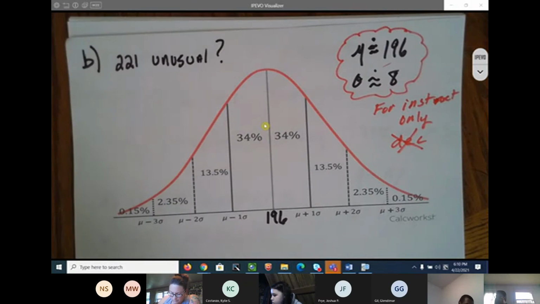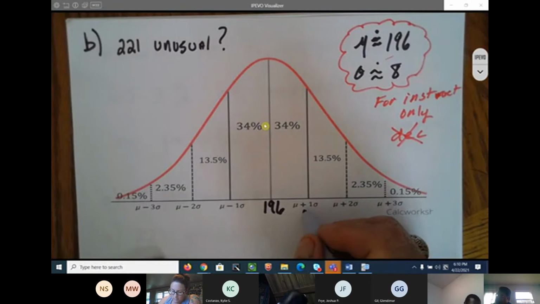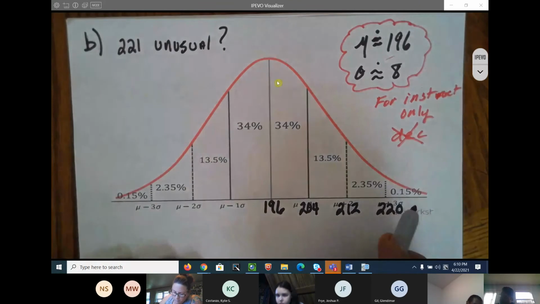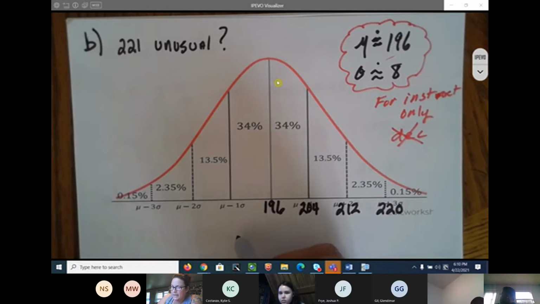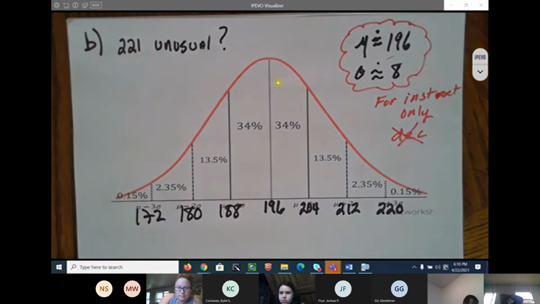All right. So 196 plus 8, oh gosh, is 204. 204 plus 8 is 212. 212 plus 8 is 220. I need somebody to check me on those. 196 minus 8. Oh, 188. Thank you. 180. And 172. Just when I have to subtract 8s from 7 and stuff like that, I can't. All right, so there's my numbers.